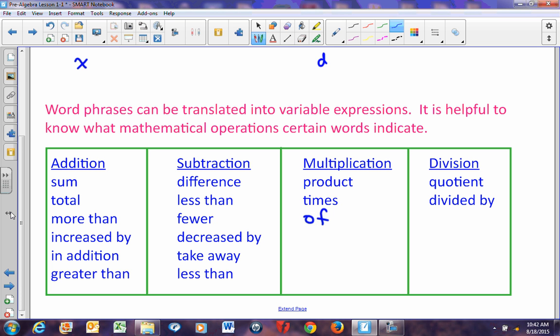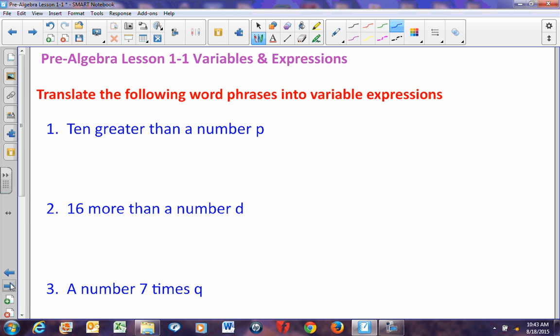Once you understand these words, you can make phrases. And you can take word phrases and change them into mathematical symbols. Let's look at this. 10 greater than a number p. This is something that's really, really important, and I always try to point this out. If you ever see greater than or less than, that means whatever comes after this actually comes first.